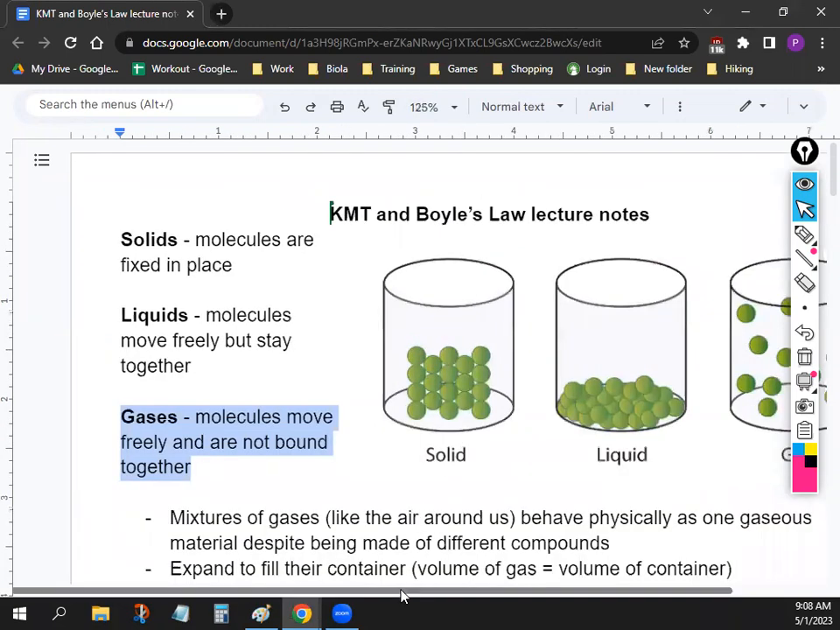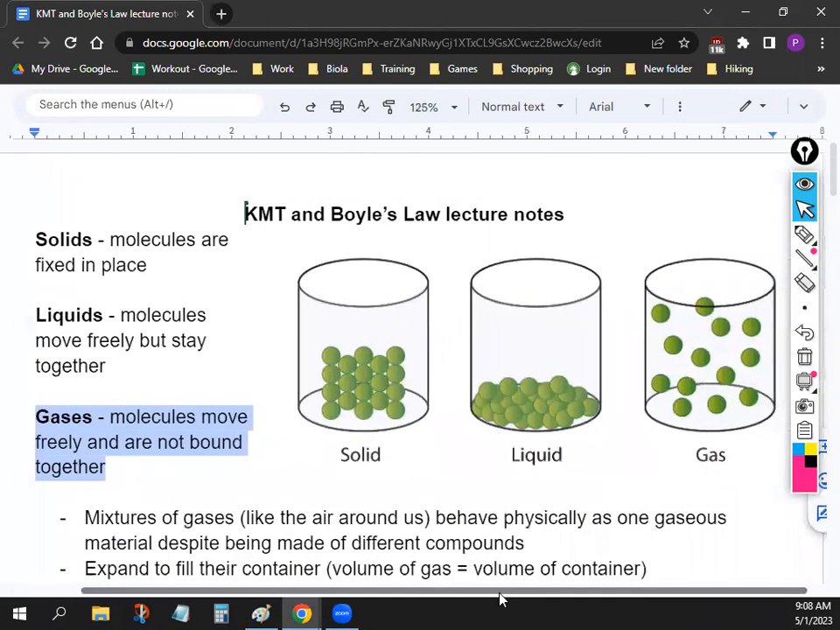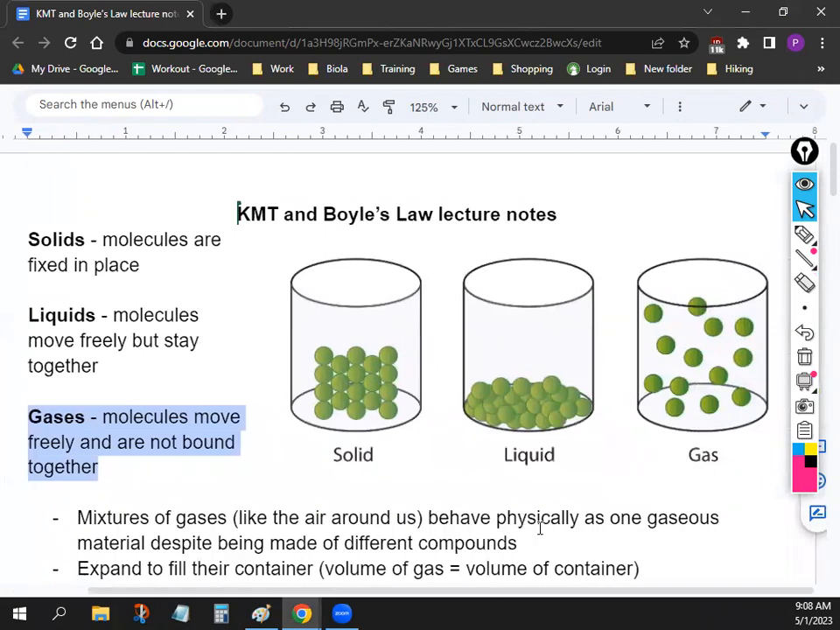So gases, they move together, they move freely, and they're not bound together. Okay, so we got some pictures here kind of demonstrating that. Solids, molecules are fixed, they stay together. Liquids, they stay together, but they move around freely. Gases move freely, and the molecules are not bound together. So gas molecules, you can kind of just think about them as constantly flying around everywhere.